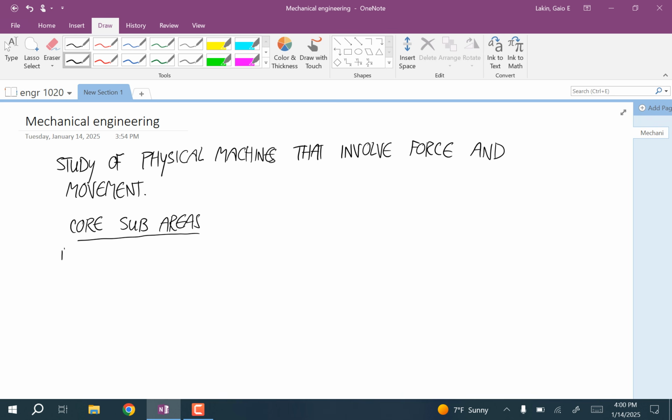are mechanics, that has to do with the deformation of materials under load and relationships between forces and deformations. Dynamics, which involve the relationship between forces that are applied to things and how those things move.